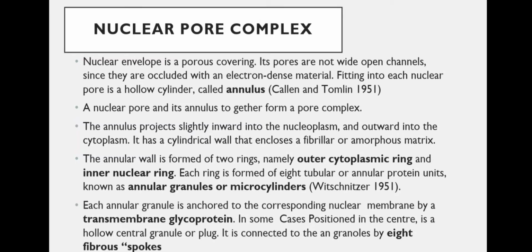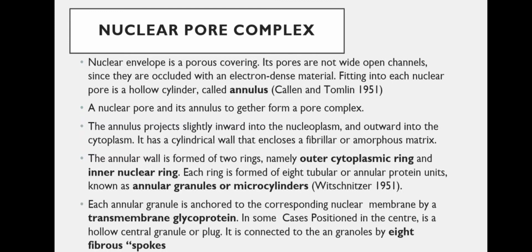It has cylindrical walls that enclose a fibrillar or amorphous matrix. The annulus wall is formed of two rings, namely the outer cytoplasmic ring and the inner nuclear ring. Each ring is formed of 8 tubular annular protein units, known as annular granules. Each annular granule is anchored to the corresponding nuclear membrane by a transmembrane glycoprotein.